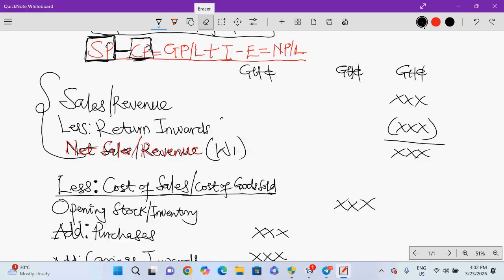Hey, is a person here? Yes, I'm here for only the purchases. So, for only the purchases, when you take the purchases, then you less the return outwards.